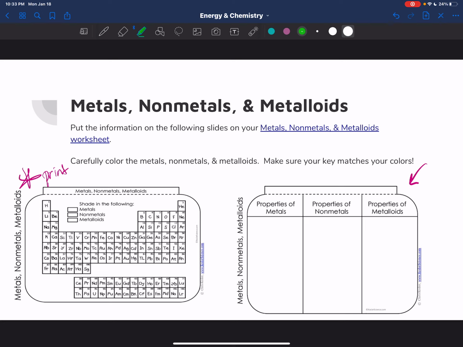And then for metalloids, you're going to just tell me what a metalloid is, what 3 examples are, and where it is found on the periodic table. And so this is part 1 right here. And this is part 2. And then once you get both parts, take pictures of them, put them on the assignment, and then submit it, and then you're good. And that's how you do metals, nonmetals, and metalloids.